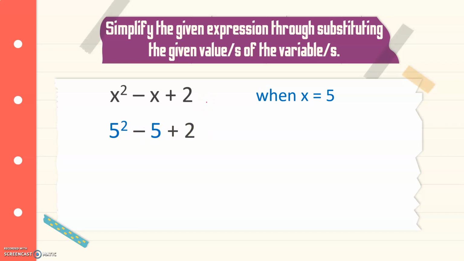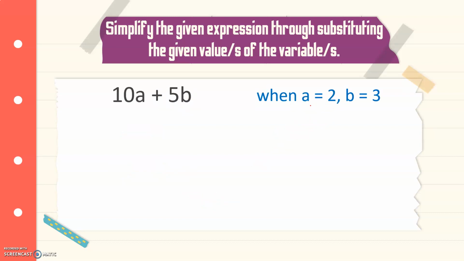Again, in simplifying this expression, we will use the GEMDAS rule. Okay, so we have to find first the square of 5, and that will give us 25. Then we subtract 5 and add 2. So 25 minus 5 is equal to 20. Plus 2, that will give us 22. So the value of the expression x squared minus x plus 2 is equal to 22 when x is equal to 5.